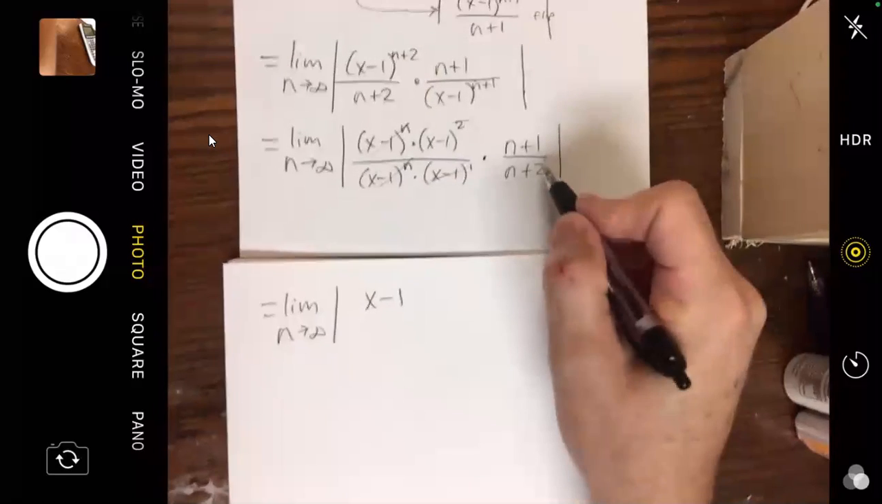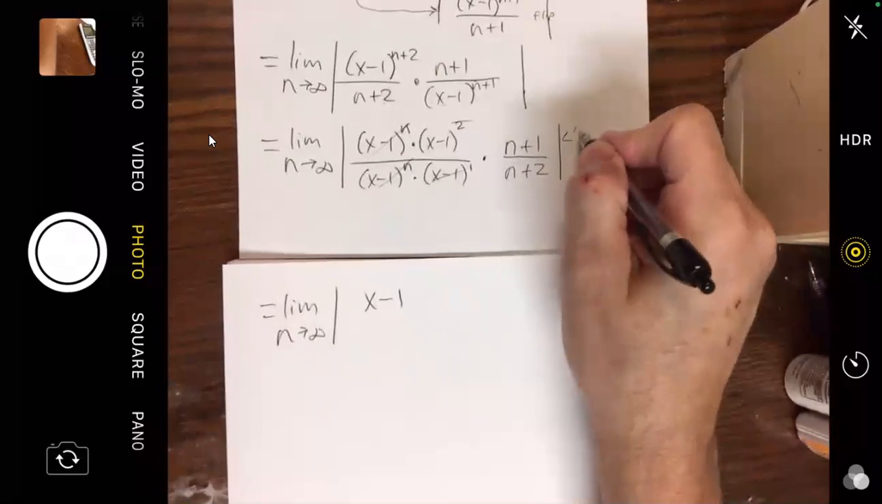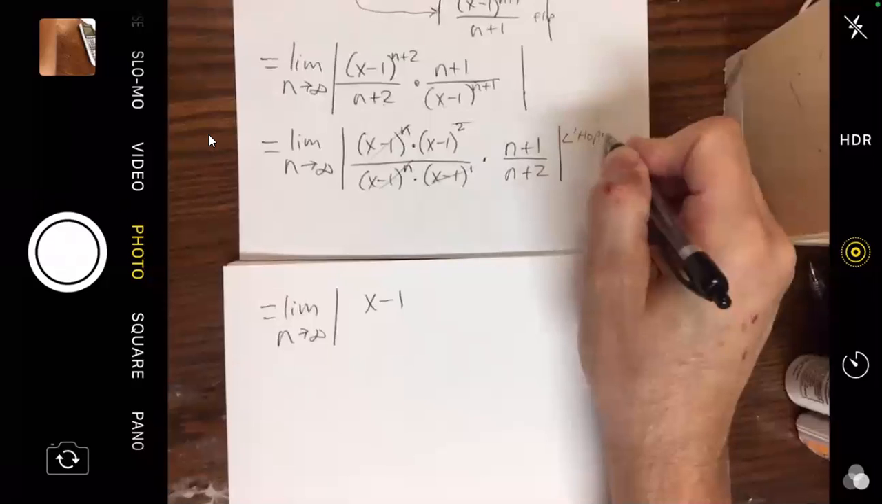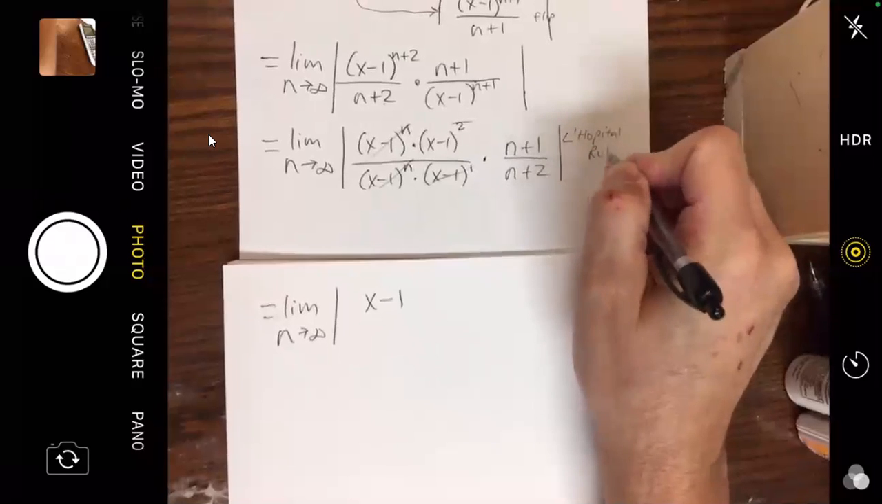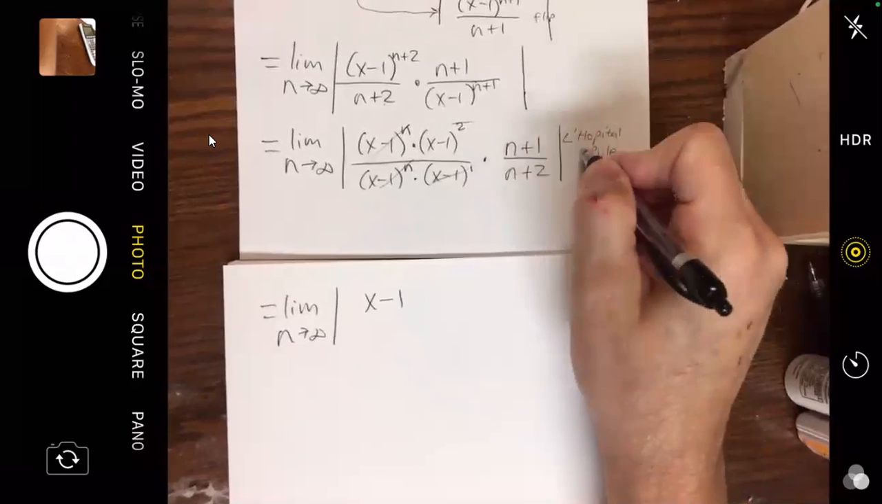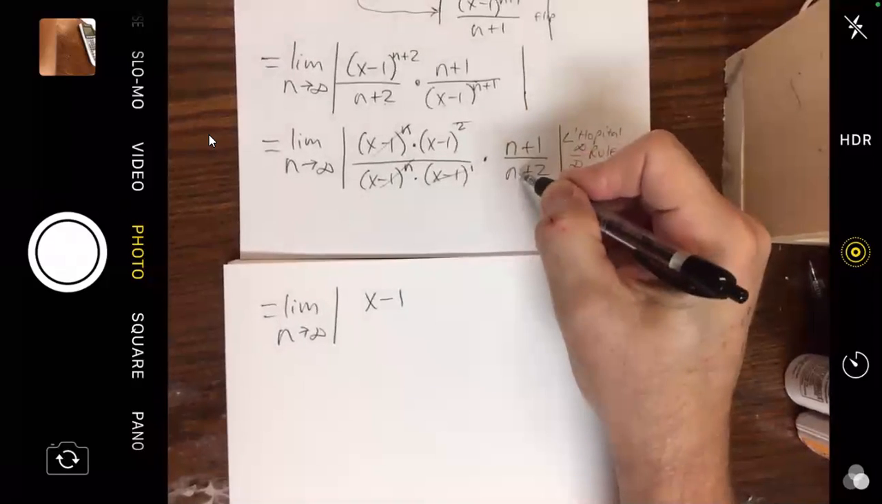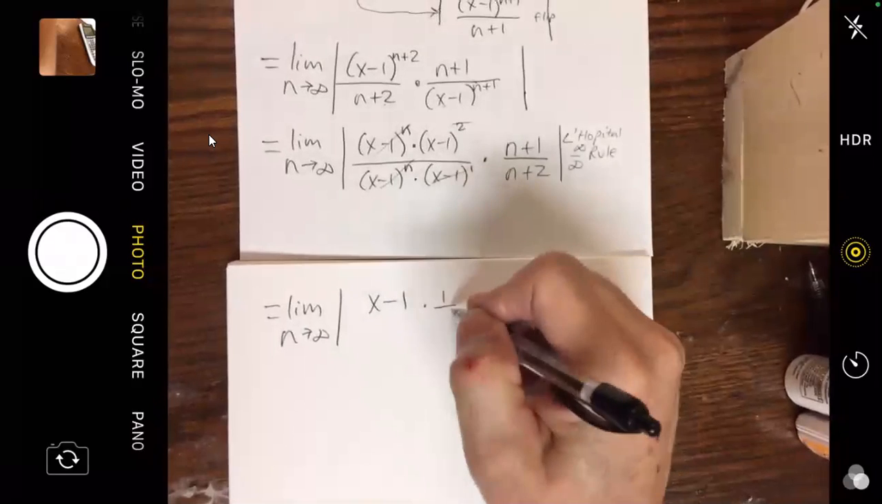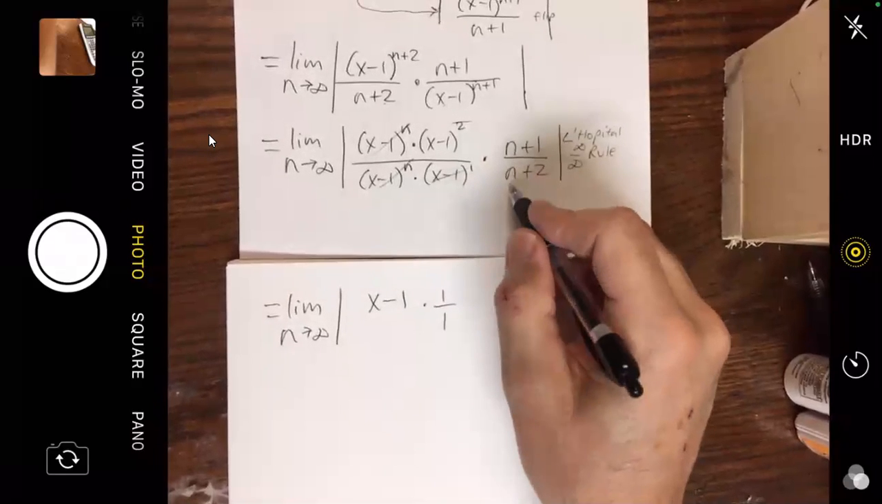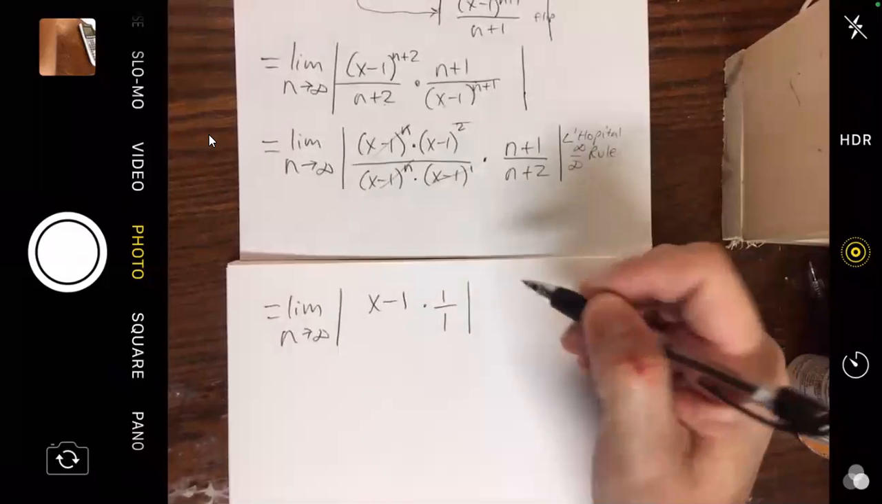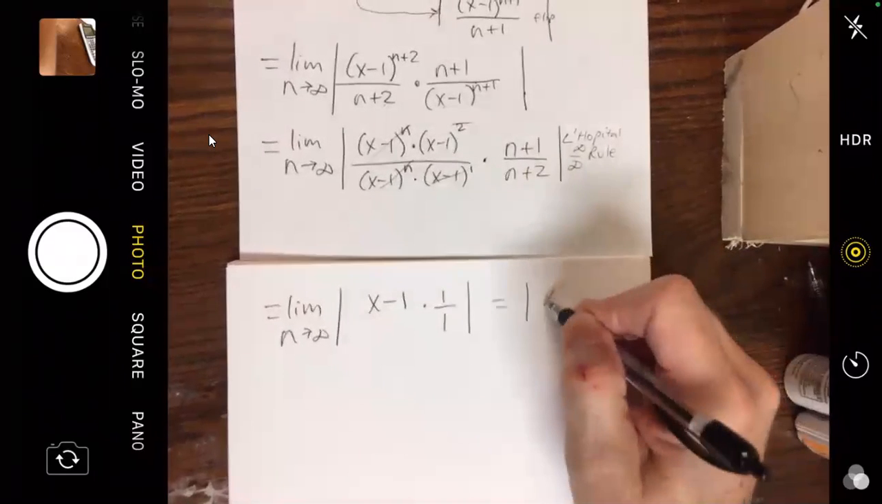Can you do the L'Hopital rule in your head? You're getting infinity over infinity directly for the n. So you do a derivative, you get 1 over 1, derivative here is 1, derivative here is 1. And I wind up with absolute value of x minus 1.